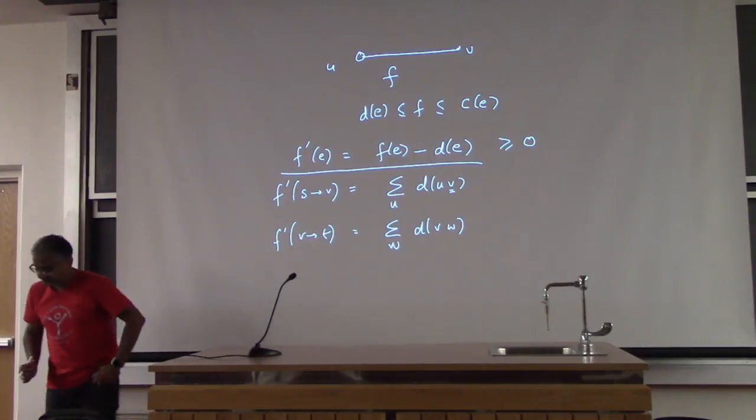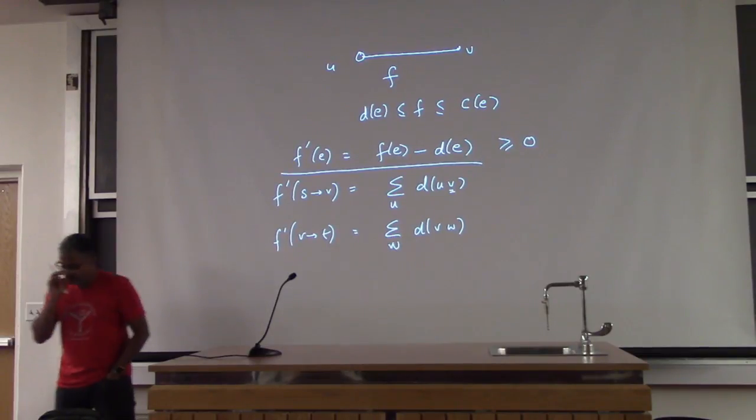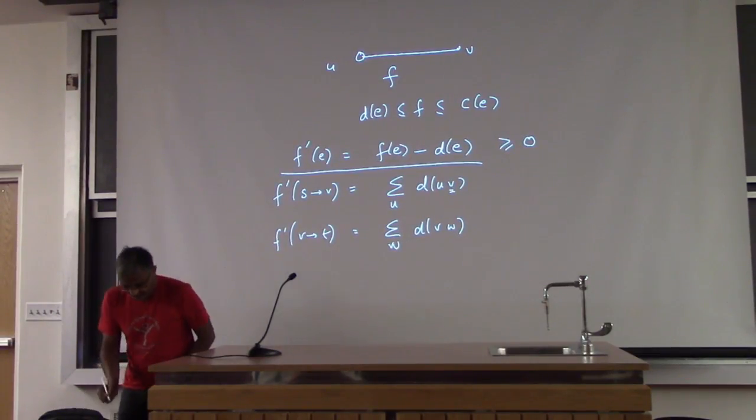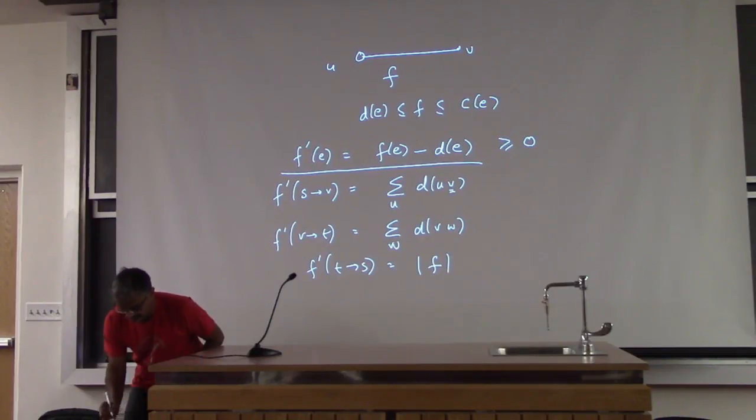Now we've set the flow on T to S to be equal to the total value of the original flow.